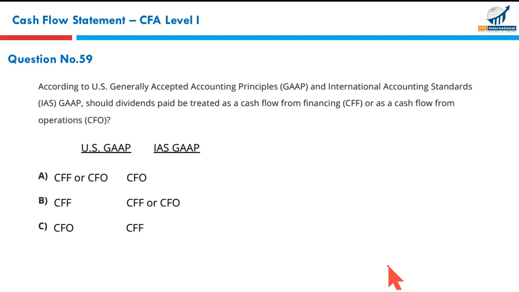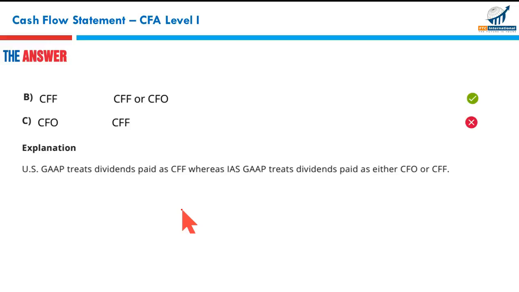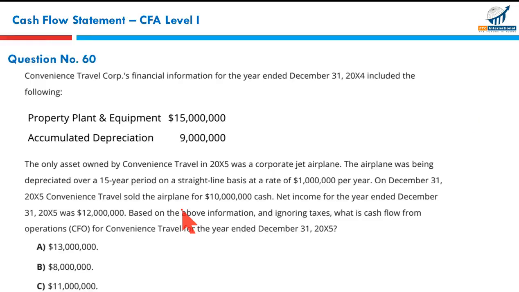Next, according to the US Generally Accepted Accounting Principles, again this table will help us, and IFRS, dividend paid to be treated in what way? Dividend paid, it is considered as a financing outflow under the US GAAP, operating or financing under IFRS. So that makes cash flow from financing, yes, cash flow from financing or operating. B, we've done this question many times.